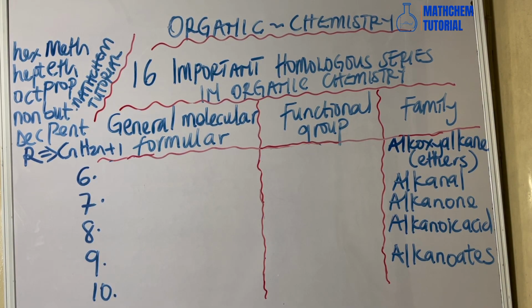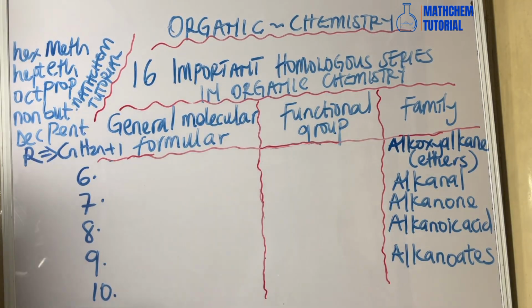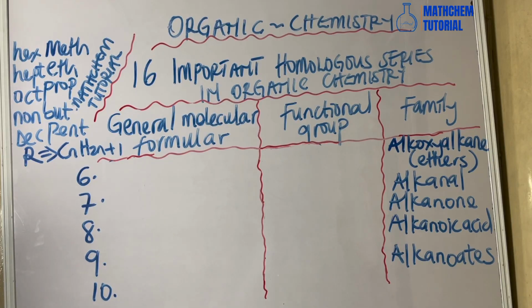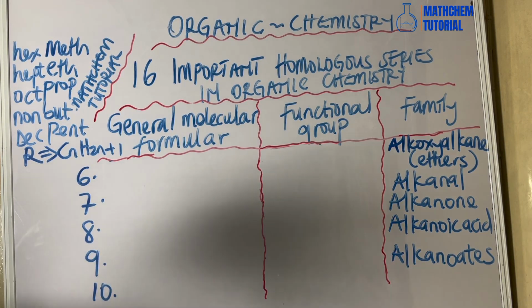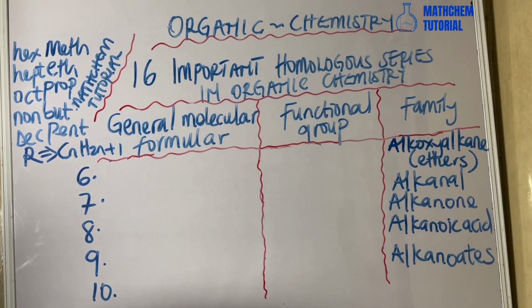So the next one we'll be looking at is number 6, and that number 6 is alkoxyalkane, also known as ether. Mind you, ether is different from ester. This one is ether. This alkoxyalkane is a combination that has oxygen in it.